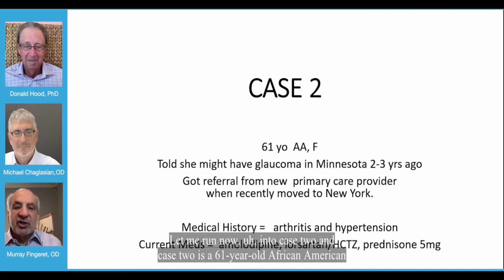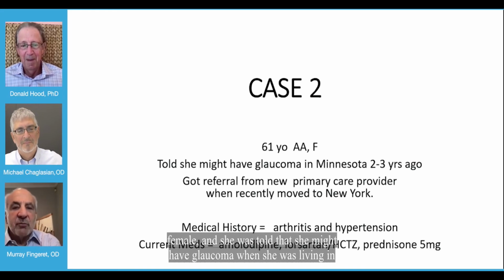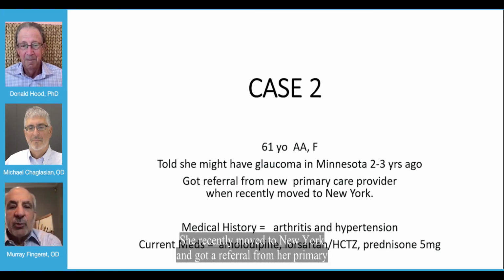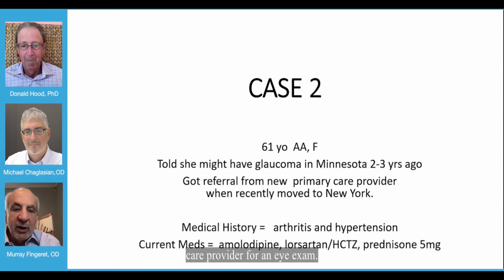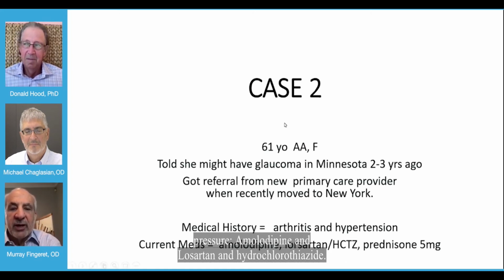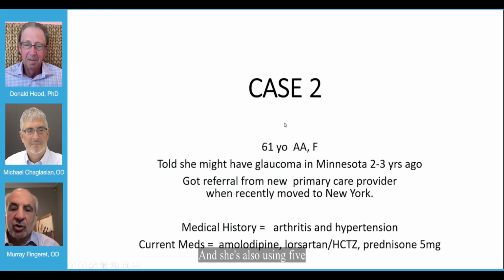Case 2 is a 61-year-old African-American female, and she was told that she might have glaucoma when she was living in Minnesota several years ago. She recently moved to New York and got a referral from her primary care provider for an eye exam. She does have arthritis and high blood pressure, and the medications for her blood pressure are amlodipine and losartan and hydrochlorothiazide. She's also using 5 milligrams periodically of prednisone for her arthritis.